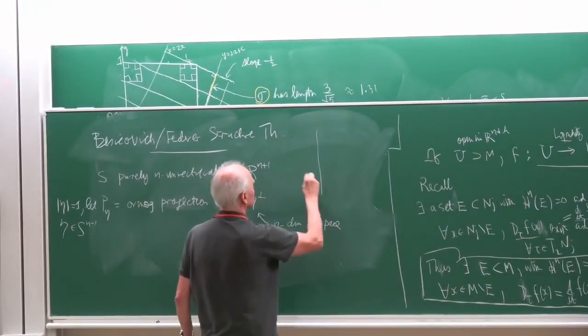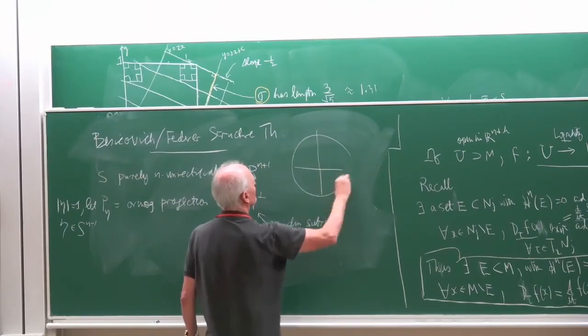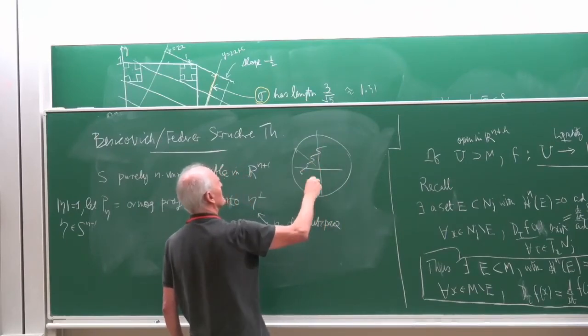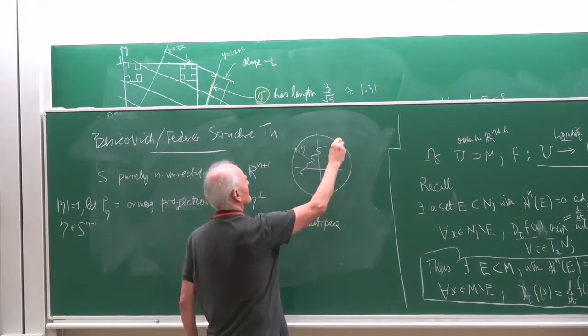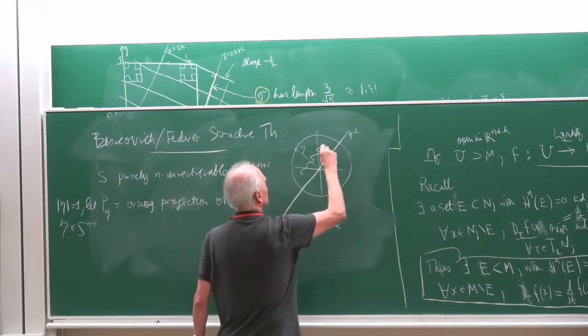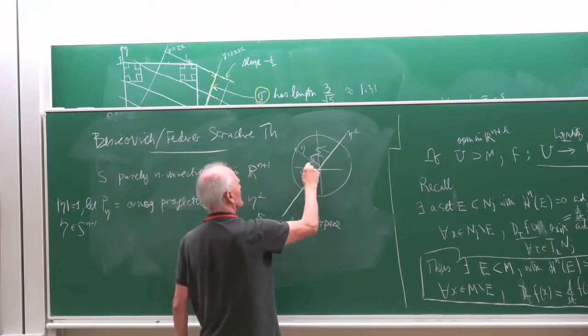So pictures like this. Here's eta. S is here somewhere. Here's eta. You take the orthogonal projection, eta perp, the orthogonal projection to eta.